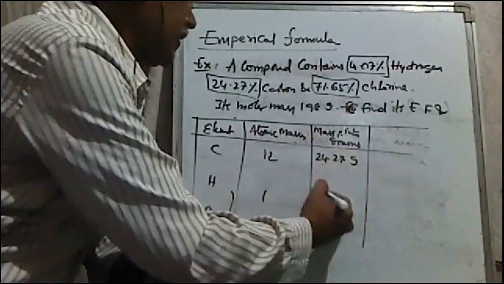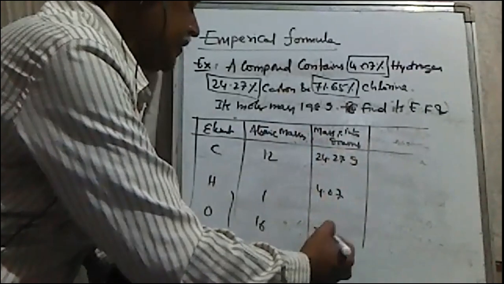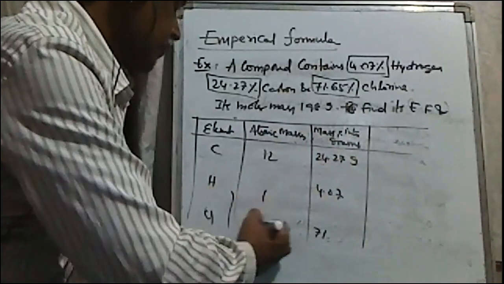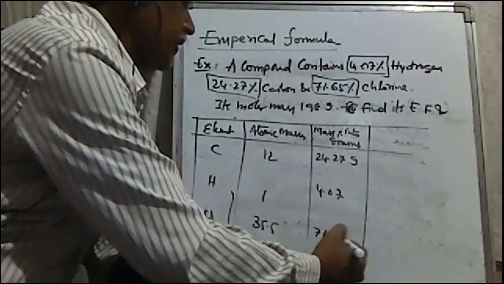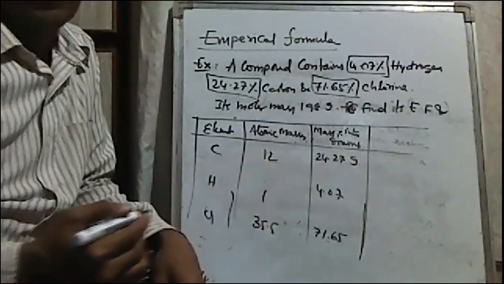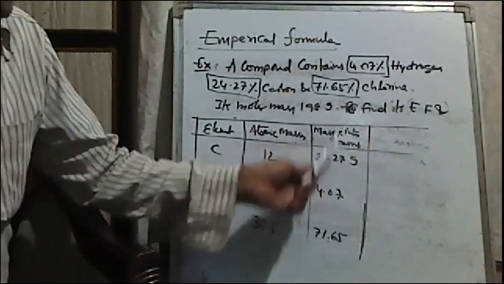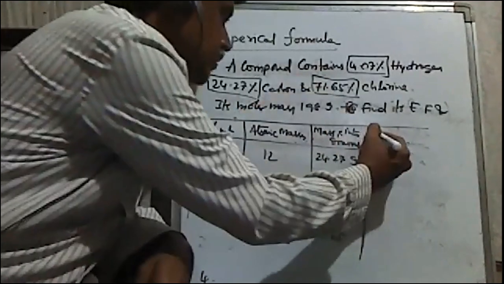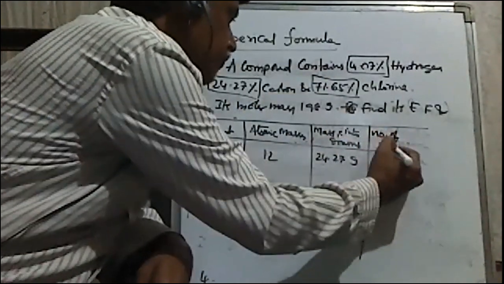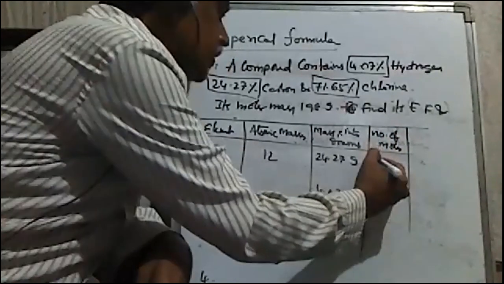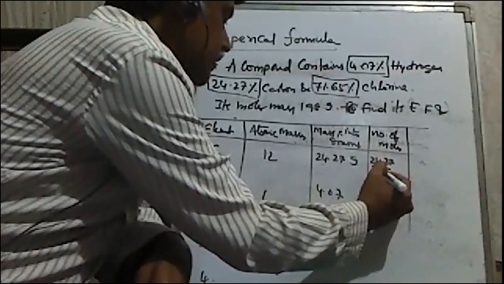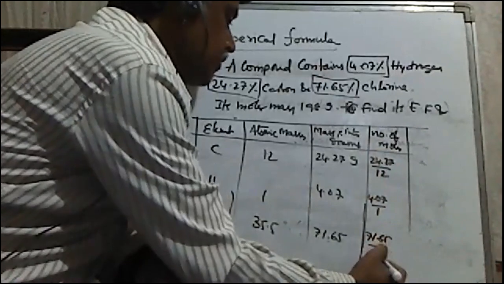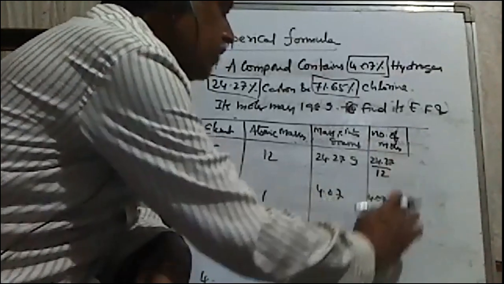Carbon is 24.27 grams, then hydrogen 4.07, and, sorry, not oxygen, chlorine here, 71.65. Here, first we have to convert the mass percent into grams. After converting the mass percent into grams, convert them into number of moles. How will we get the number of moles? 24.27 by 12, 4.07 by 1, and 71.65 by 35.5.